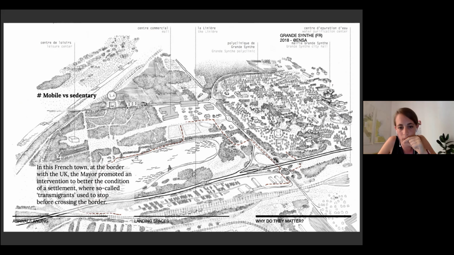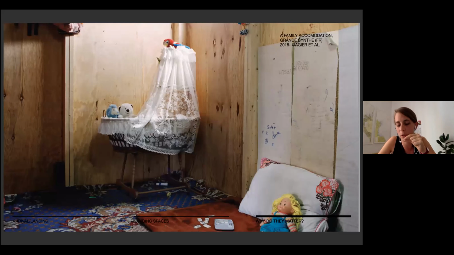And in this picture, there is drawn a very interesting initiative of a mayor in the French town of Grande-Synthe, where basically there was this informal settlement growing of people that were stopping there, only waiting to cross the border with the UK. And against the will of the central government, this mayor decided to invest money on this settlement and to better off as much as he could the condition of this settlement by building wooden structures.